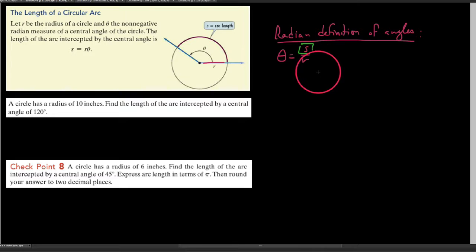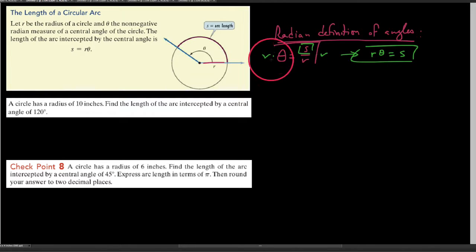To get arc length by itself, we would multiply both sides by r, and what we would get is this new equation that says r theta is equal to the arc length. This is the same thing as our definition of angle measurement in radians, except that we're saying we really care to find the arc length. One thing I want to say about this formula for arc length: as long as the radius is r and theta is a non-negative radian measurement of a central angle of a circle, the length of the arc intercepted by the central angle is just s equals r theta.